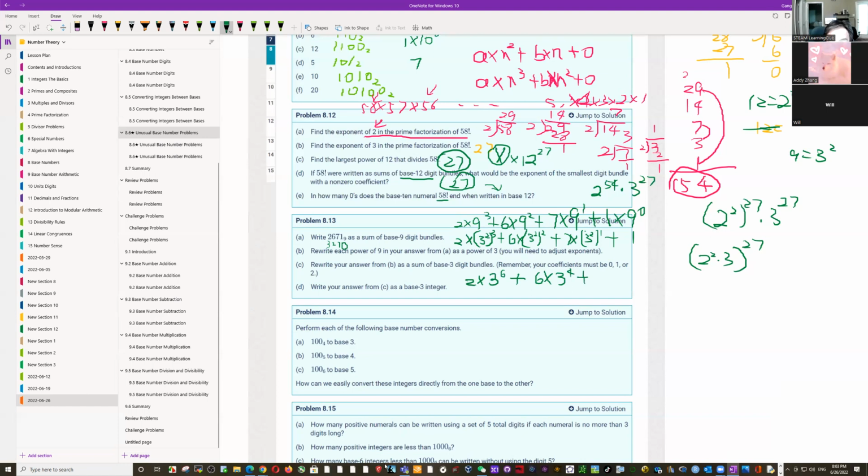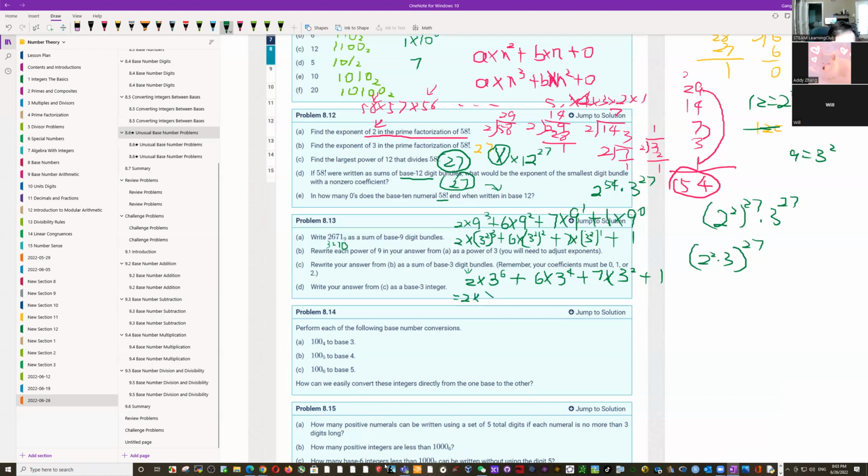Then plus 7 multiply 3 squared plus 1. And we're going to rewrite this form into a base 3 bundle, then we can convert this into a base 3 number. This is already perfect because each coefficient is less than 3, so it's a legit base 3 digit.